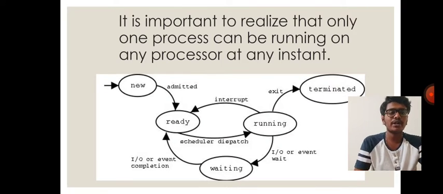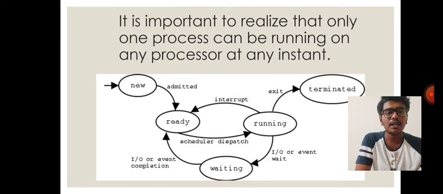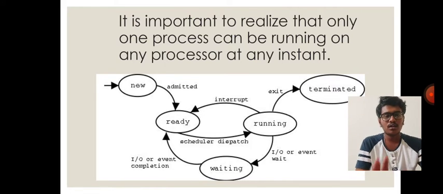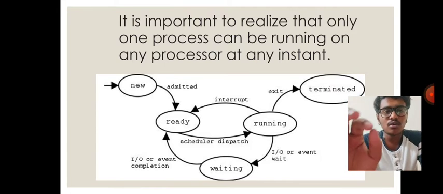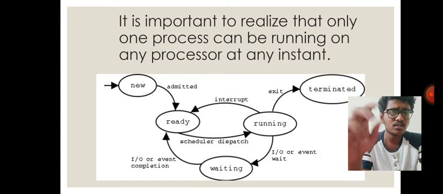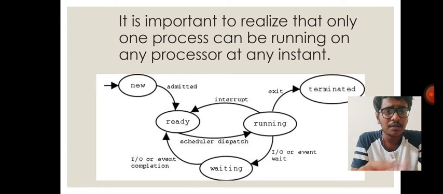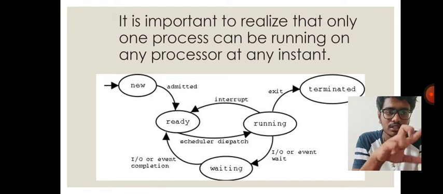So it is important to realize that only one process can be running on any processor at any instant. If we look at this diagram, first a new process state is admitted to ready, and ready is admitted to running, and an interrupt. It is a cycle process.